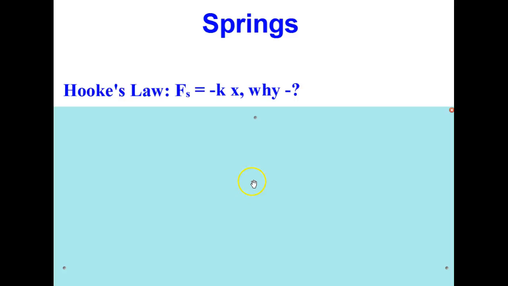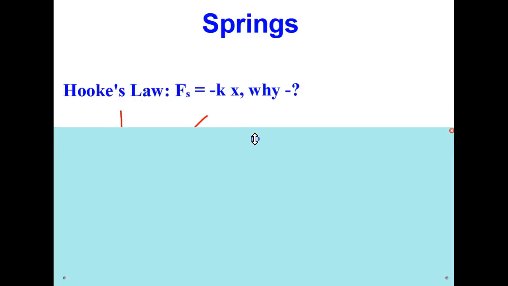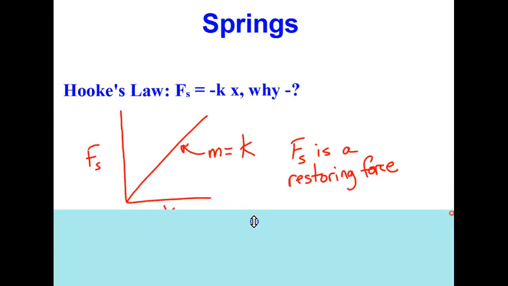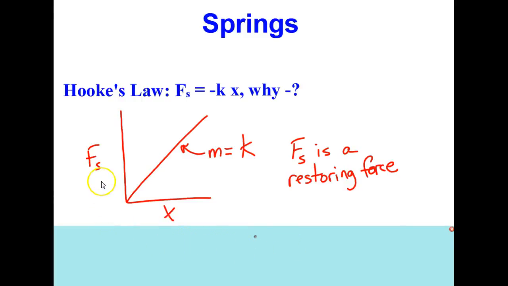So where did this concept of Hooke's law come from? Robert Hooke attached masses to various springs, like we just showed in our animation. And what he did was he graphed the force stretching the spring on the y-axis and the amount by which the spring was stretched or compressed on the x-axis. In this case, the amount that it was stretched.